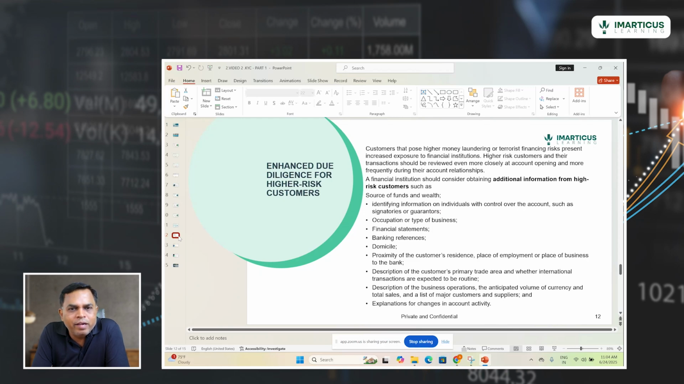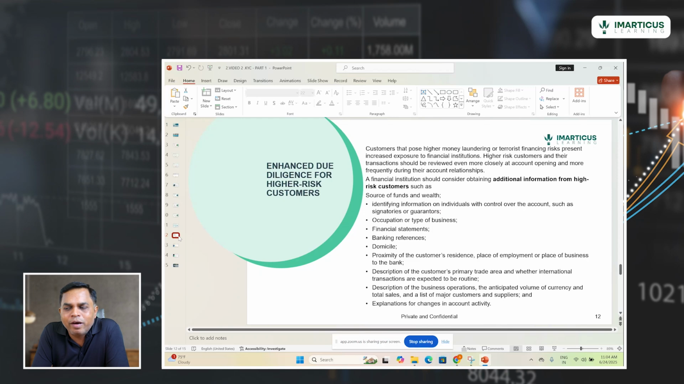Second, they have to verify the source of wealth. For example, the customer mentions during account opening that he has about $5 million worth of wealth. They need to identify and verify what the source of that wealth is.